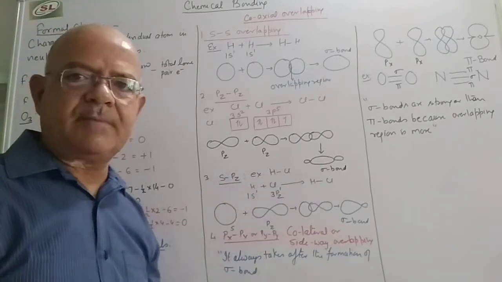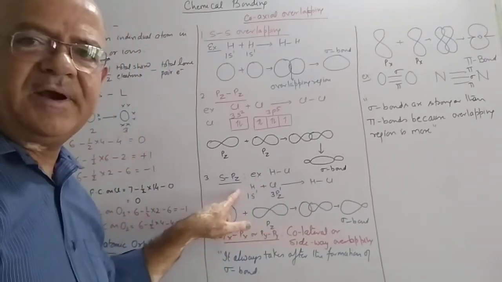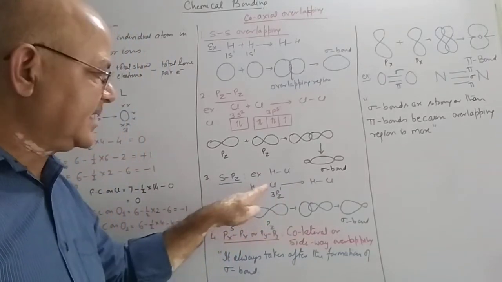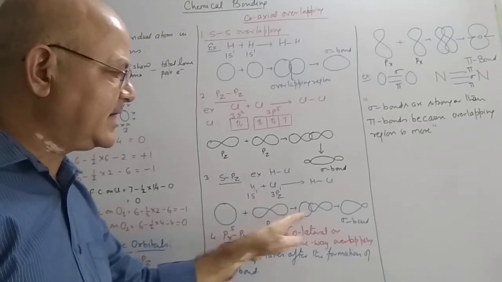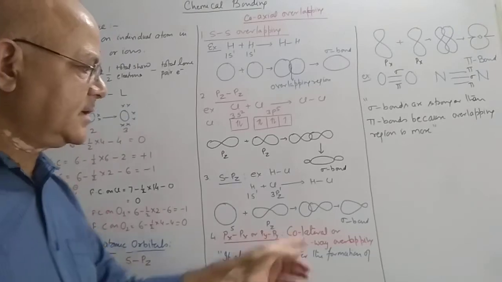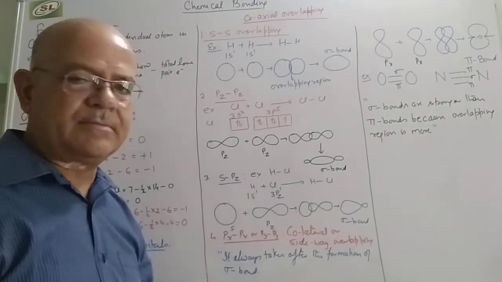SPZ overlapping, and what happens in SPZ? We can take the example of HCl. H has an unpaired electron in the S orbital, Cl has it in PZ. So sphere and double, when they share with each other, will share like this, and as a result this kind of sigma bond is formed.